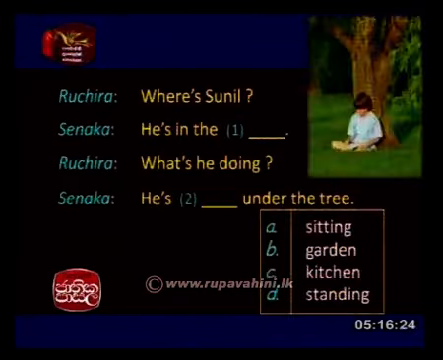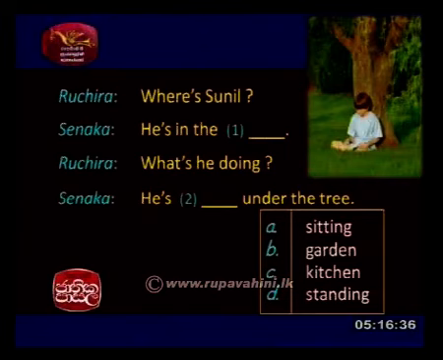Ruchira: Where's Sunil? Senaka: He is in the blank. Ruchira: What's he doing? Senaka: He is blank under the tree. What are the words given there? Sitting, garden, kitchen, standing.